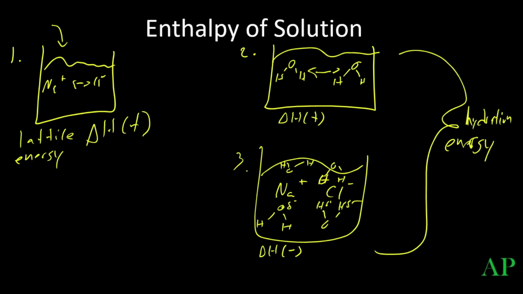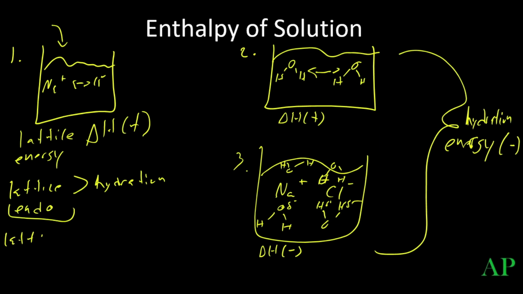Steps 2 and 3 will always sum to have a negative enthalpy value. Hydration energy is always negative. Lattice energy is always positive. Whether or not the entire reaction ends up being exothermic or endothermic depends on these two. If the lattice energy is greater than hydration energy in the enthalpies of solution process, so the positive number is bigger than the negative number, you get an endothermic reaction. And when the lattice energy is smaller than hydration energy, you get an exothermic process.